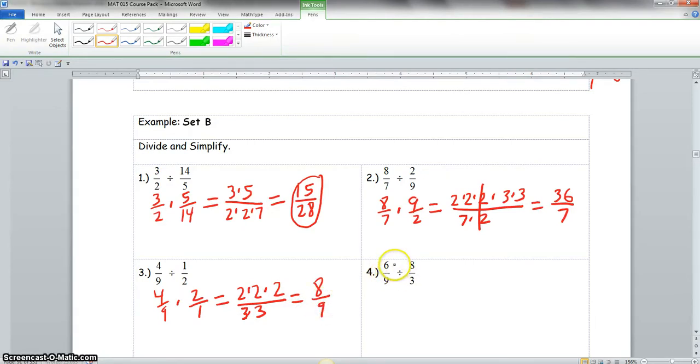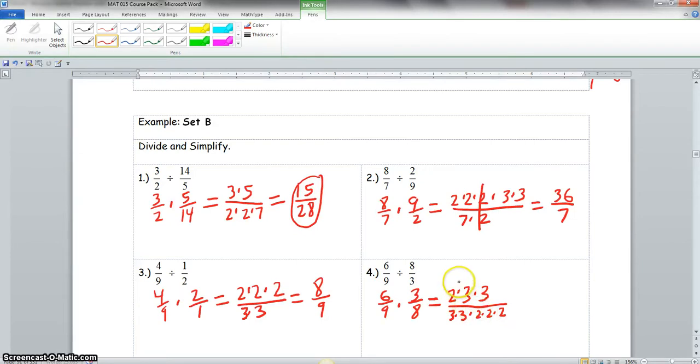Now we go here to number 4. 6 over 9 stays 6 over 9. Division becomes multiplication, and we flip or take the reciprocal of the second fraction. Now 6, we could take the prime factorization of 6, which is 2 times 3, and then times 3, all over 9, which is 3 times 3, and 8 we know breaks down to 2 times 2 times 2.